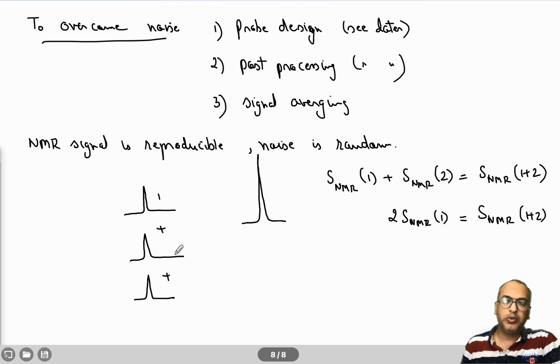So if this intensity is 1, this intensity is 1, this intensity is 1, or the integration, that is the area under the peak, is 1, area under the peak is 1, area under the peak is 1. So you will get 3 times the area of those 3 peaks. Okay. So the signal is additive in nature and you will get 3 times the area.